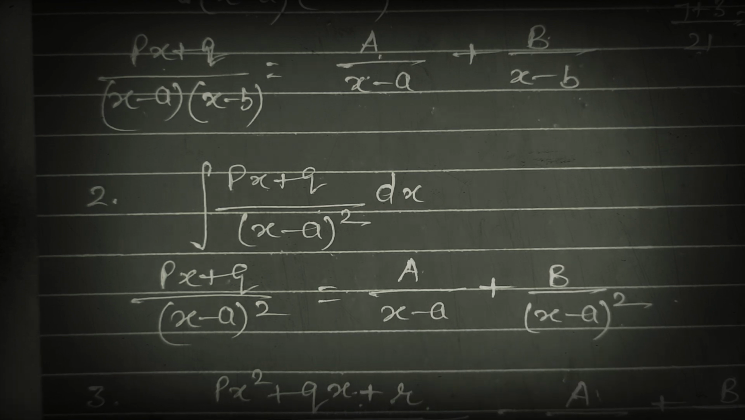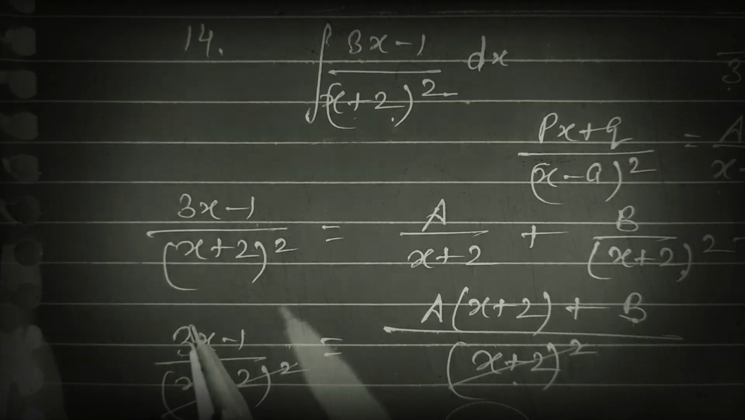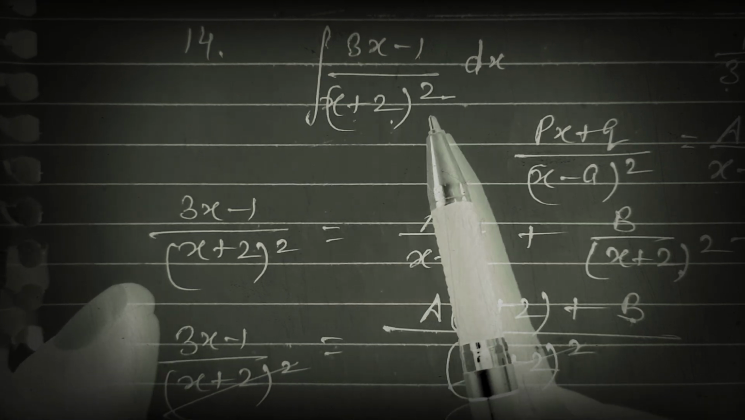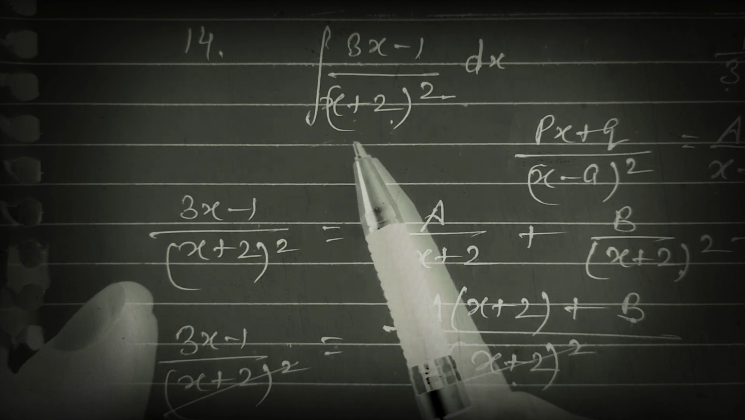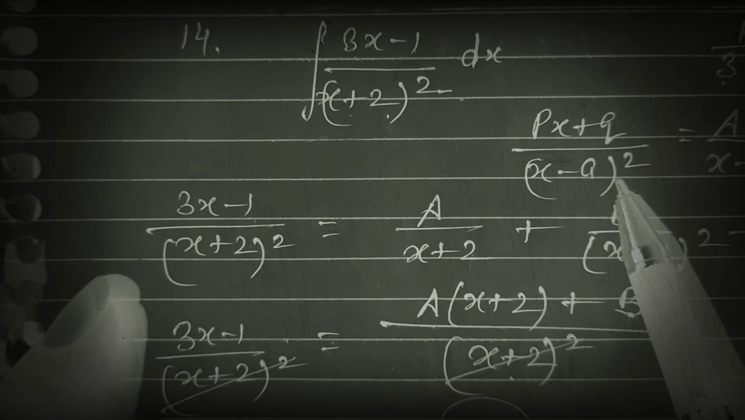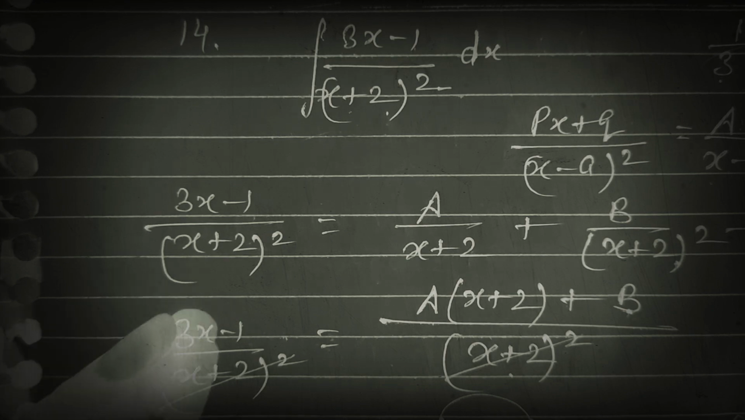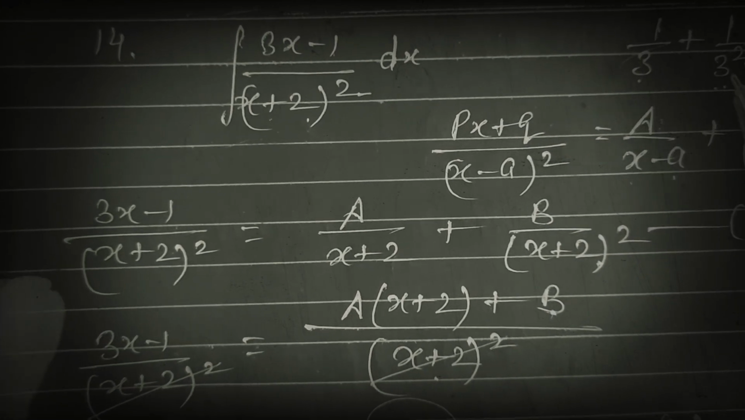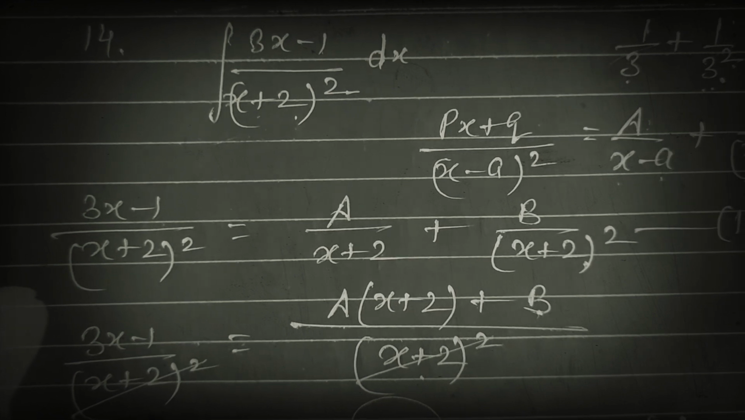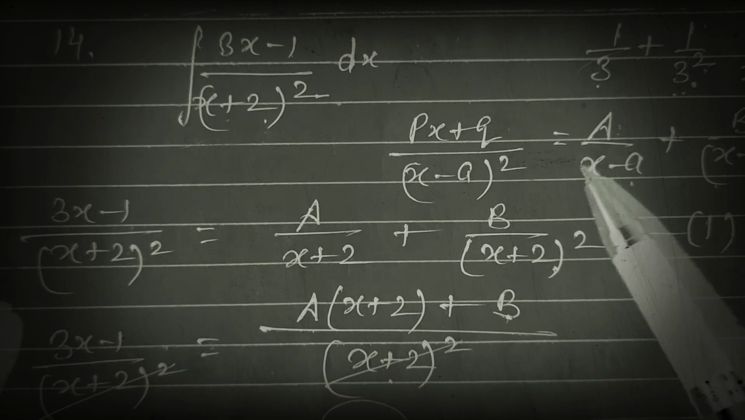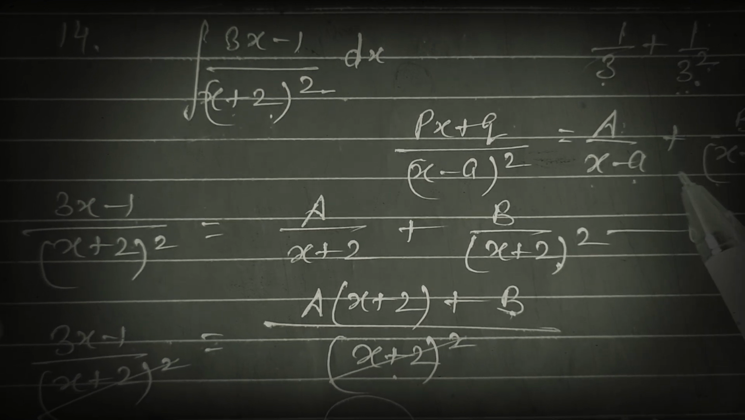So I am taking question number 14 related to this. In exercise 7.5, question number 14 is (3x minus 1) upon (x plus 2) whole square. So this is the second type. (px plus q) upon (x minus a) whole square we can write as a upon (x minus a) plus b upon (x minus a) whole square. Suppose 1 upon 3 or 1 upon 3 square is given, then the LCM will be 3 square. But here 1 upon 3 is also there and 3 square also. So in the same way we can write this is equal to this.